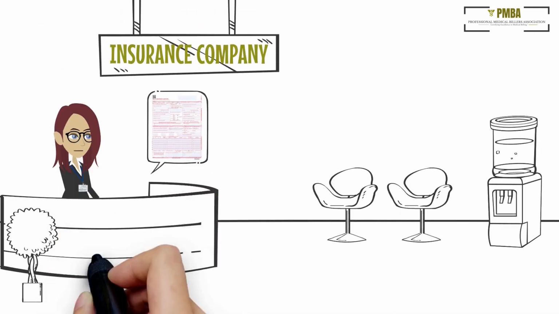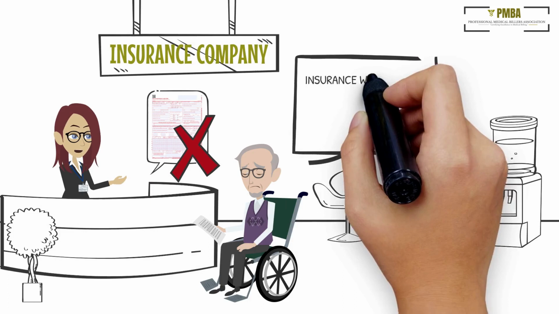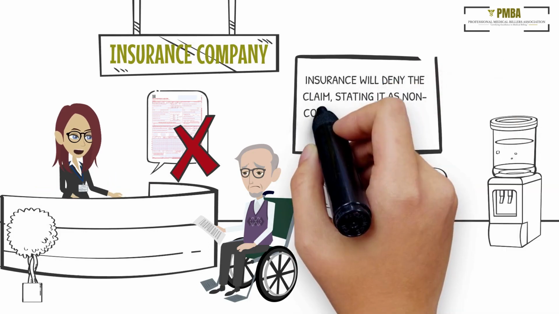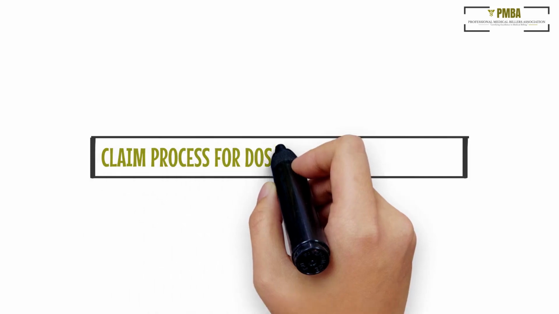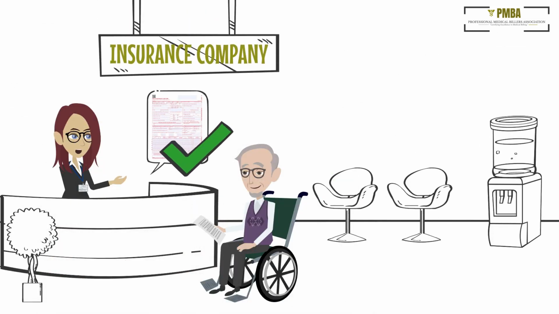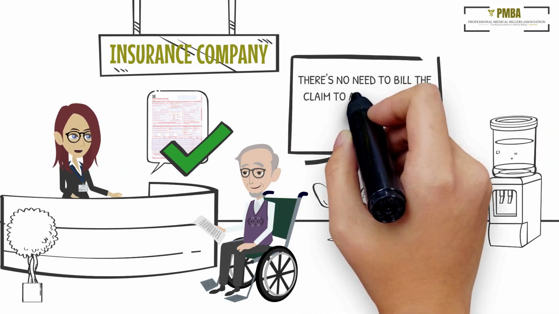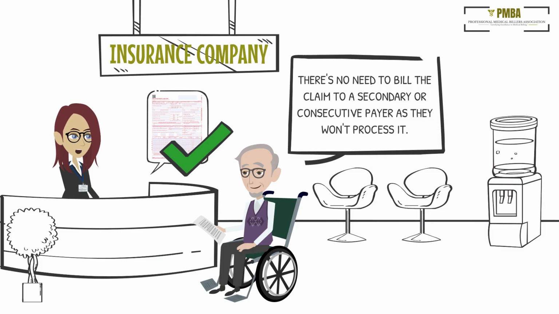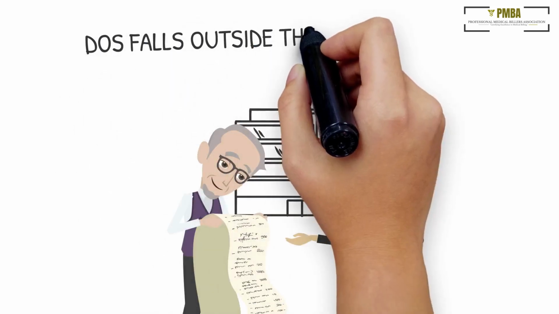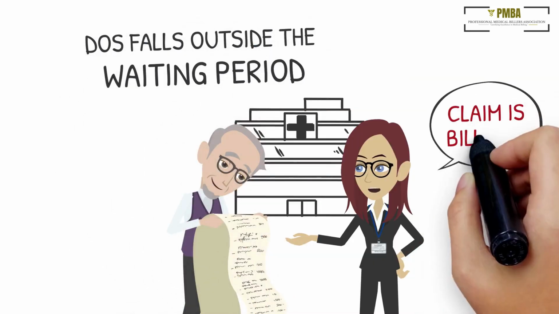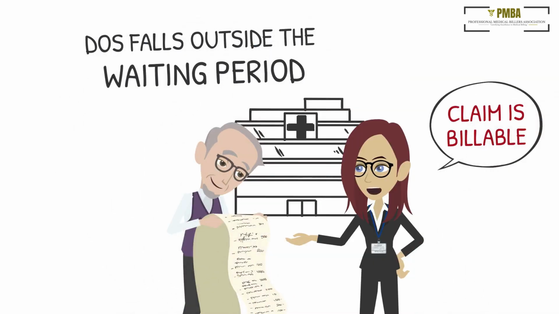If the DOS falls within the waiting period, the insurance will deny the claim, stating it is non-covered due to the pre-existing condition. Claim process for DOS outside waiting period. If the DOS is outside the waiting period, you can proceed to bill the claim. There's no need to bill the claim to a secondary or consecutive payer as they won't process it. Billed claim to patient. In cases where the DOS falls outside the waiting period and the claim is billable, it should be billed to the patient.